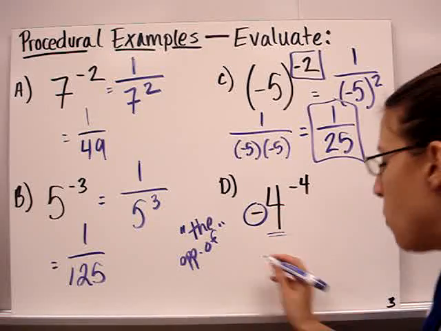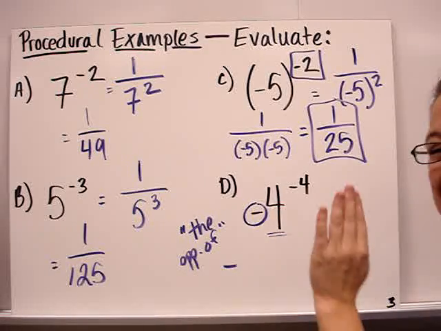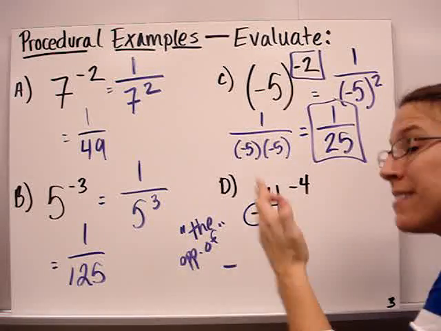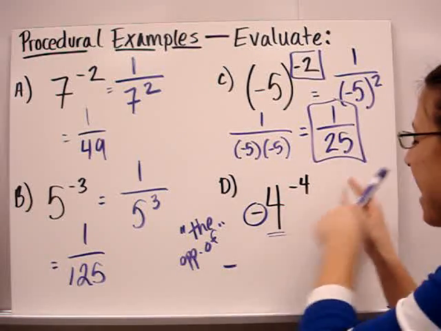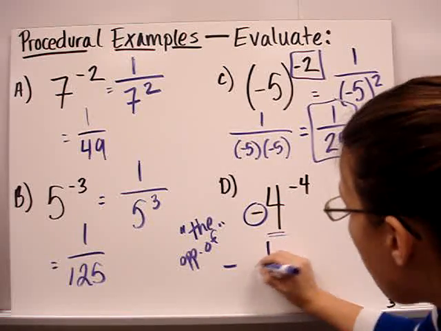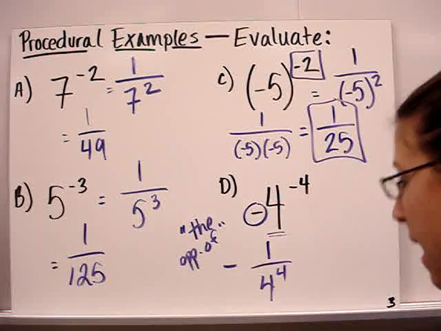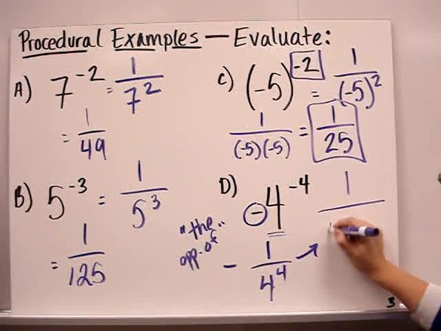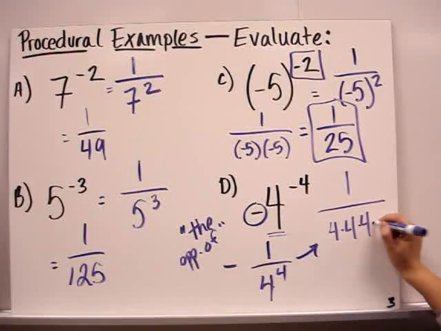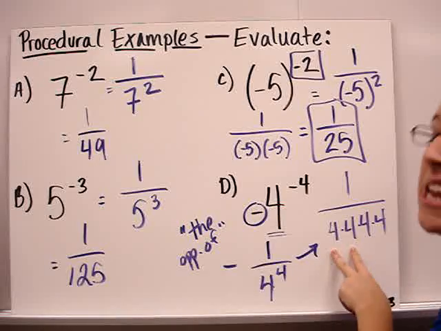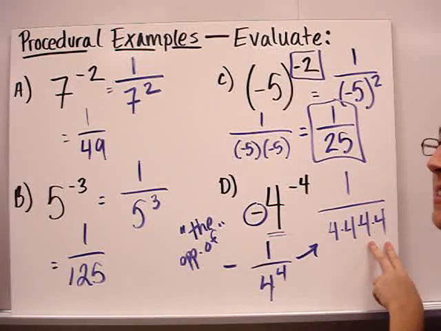So we'll put that off to the side because it's still going to be the opposite of, so possibly a negative, because the opposite of a positive is a negative, 4 to the negative fourth power. Now 4 to the negative fourth power means 1 over 4 to the positive fourth power. That's going to give us 1 over 4 times 4 times 4 times 4. 4 times 4 is 16. 4 times 4 is 16.